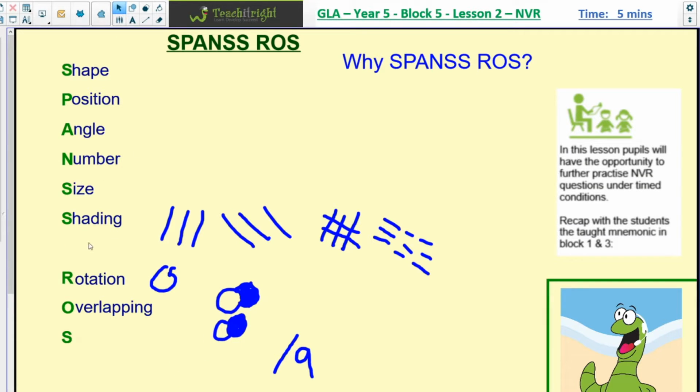What was in front is now behind. Overlap's another one, a bit like number, that can be quite a difficult one to spot. Final S, often left till last, symmetry. Important not to get symmetry confused with rotation.